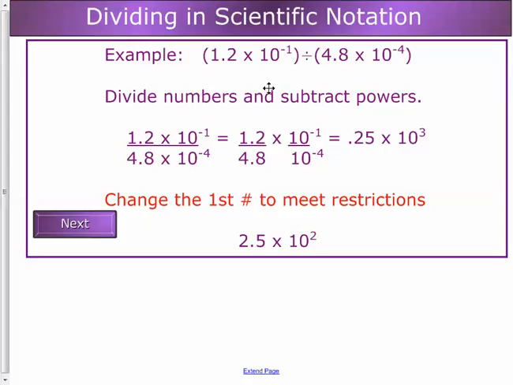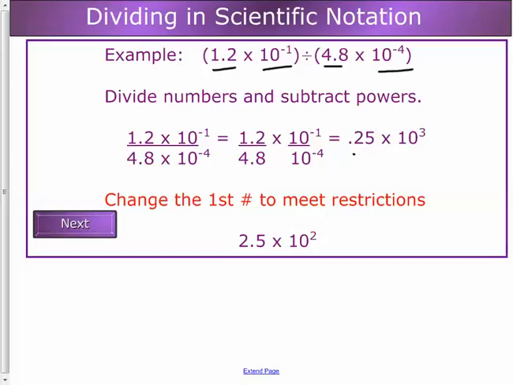Okay, let's chat about dividing. Same thing. Divide this one, and you get 25 hundredths. Divide this one, and -1 minus a -4 is a not, so that's like adding 4, so you get 10 to the 3rd power. Now, am I allowed to have this as scientific notation? Nope, it needs to be 2.5.